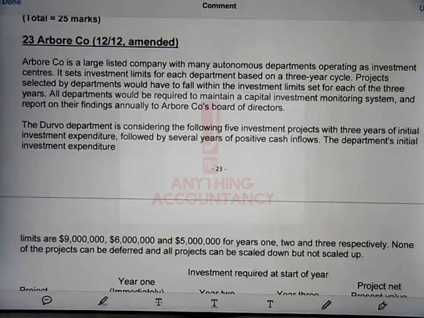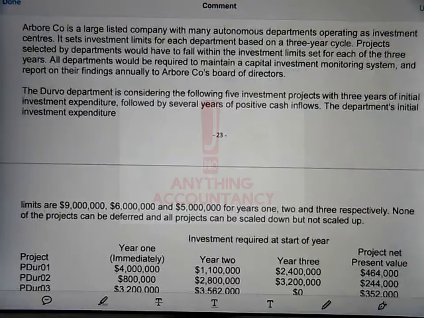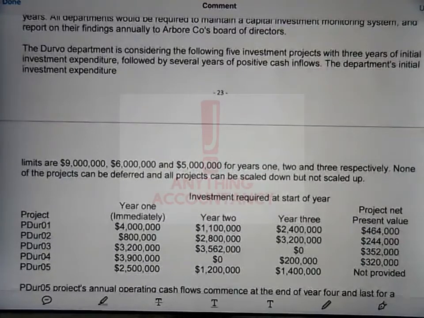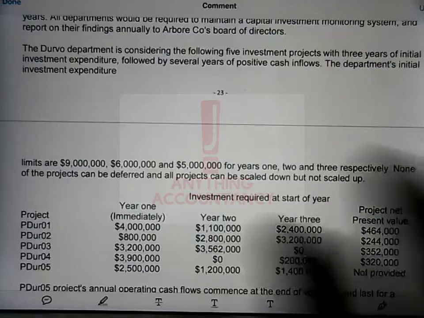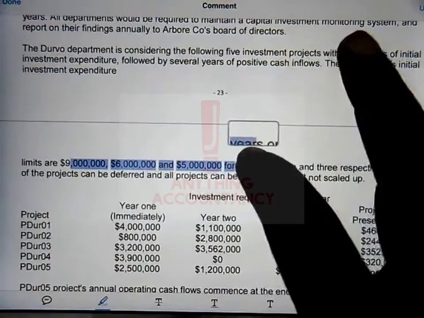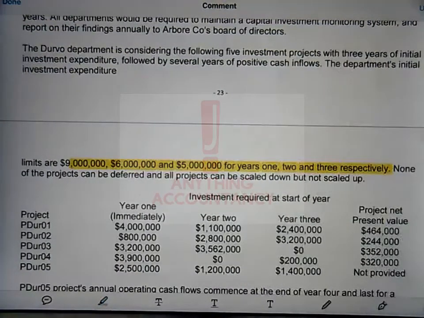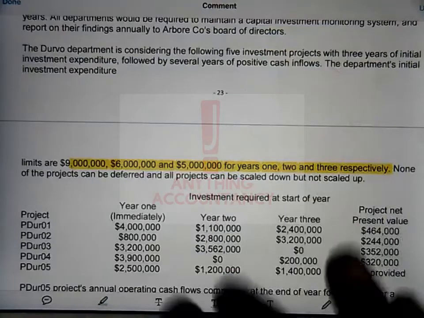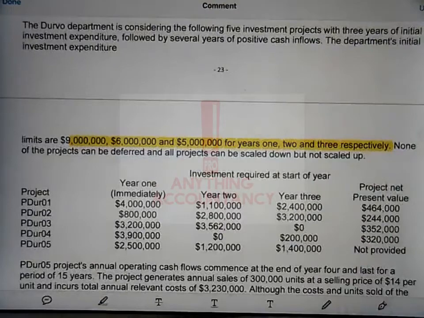Okay. The Arbore department is considering the following 5 investment projects, with initial investment expenditure within the 3 years, followed by several years of positive cash flow. Here you've got limits. The limits are 9, 6, and 5. So these are your limits for capital rationing. Make a note. These are critical numbers that you need to pick up. Got it? Okay. None of the projects can be deferred, and all projects can be scaled down but not scaled up. So can scale down, cannot scale up.